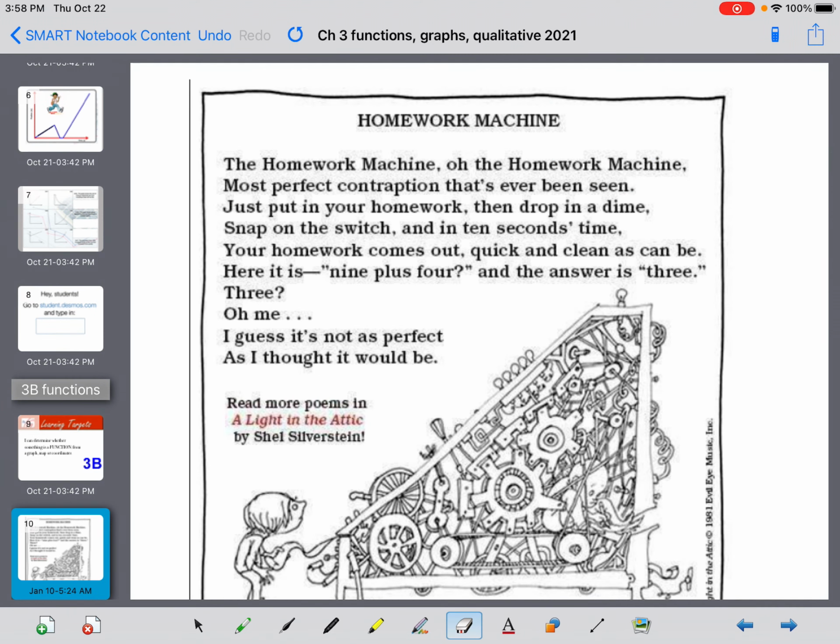So let's just start out right now with a quick little poem. I love Shel Silverstein, and so this is one of his poems.